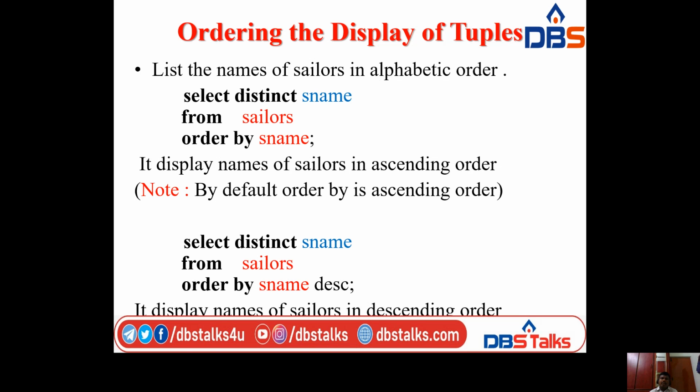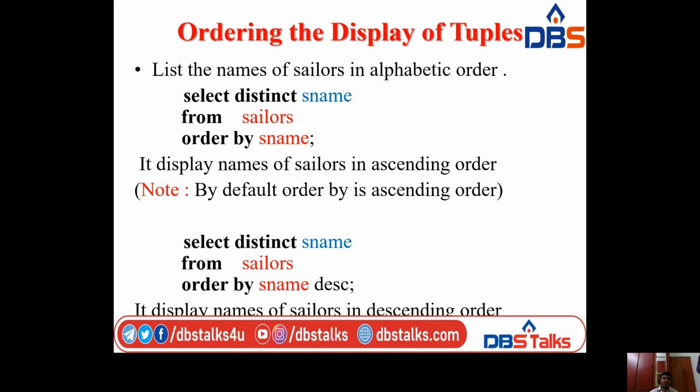Now coming to the ordering of the display of tuples. List the names of sailors in alphabetical order. We already discussed select, from, where. In the select clause we specify the list of attributes. In the from clause we specify the list of relations. In the where clause we specify the condition or predicate. Now the order by clause is used to specify the values in a specific order. By default it is in ascending order.